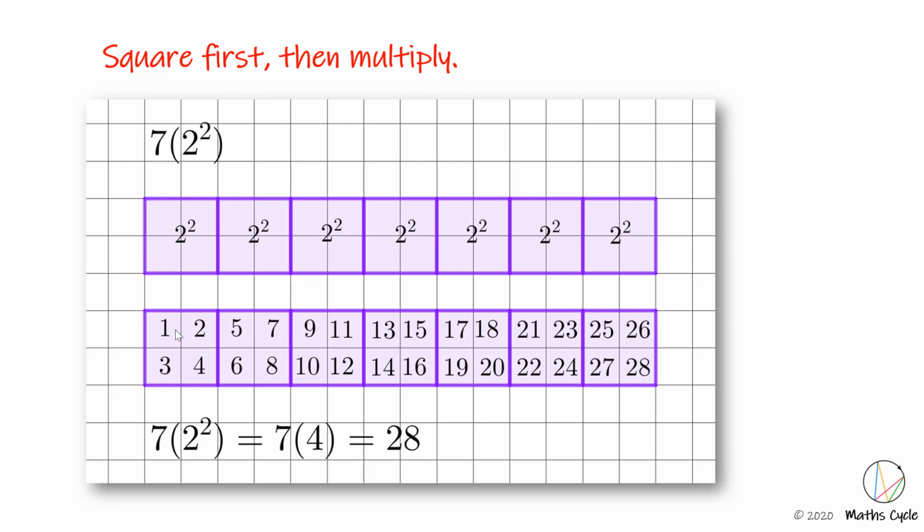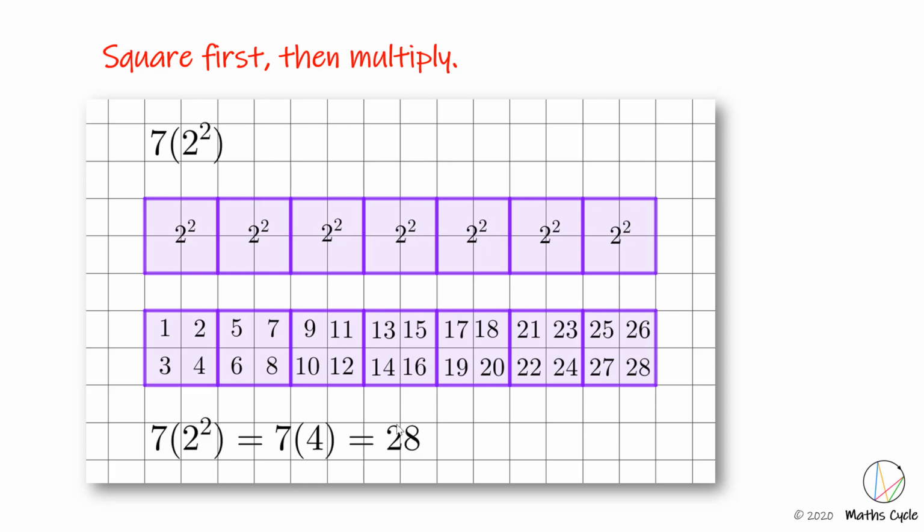So let's count the squares. In my first square I have 1, 2, 3, 4, then 5, 6, 7, 8, 9, 10, 11, 12, 13, 14, 15, 16, 17, 18, 19, 20, 21, 22, 23, 24, 25, 26, 27, 28. So my area is 28 square units.